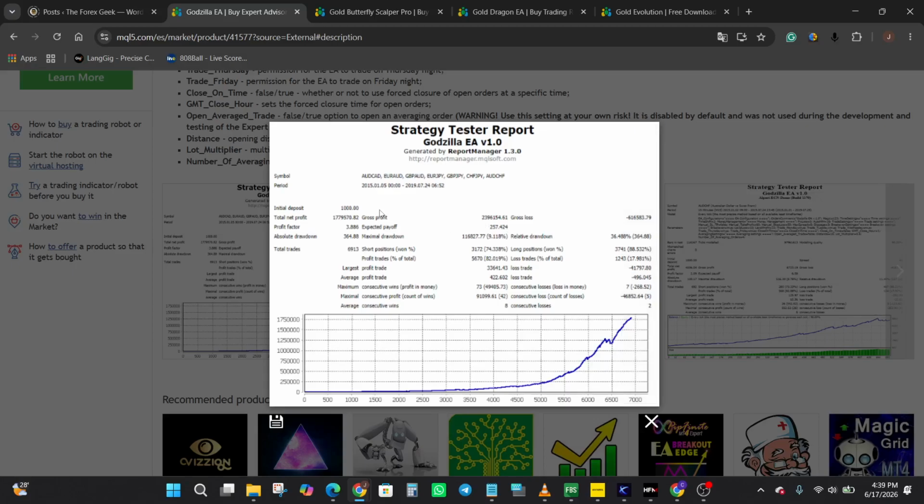I can see that from an initial deposit of $1,000, over $1.7 million was generated in total net profit. The symbols here are the recommended symbols, right? And then here I can see that the total trades taken were 6,913, out of which 5,670 were profitable, giving us an 82.019% win rate.